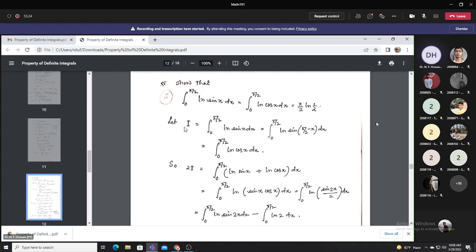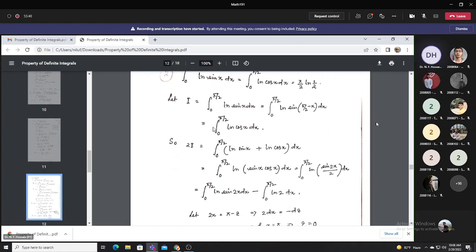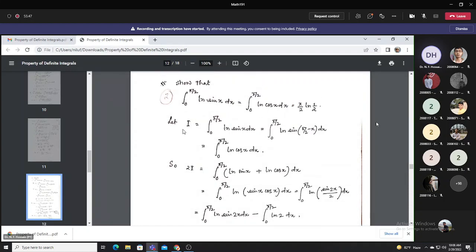So this integral, which is named I equal to 0 to pi by 2 ln of sin x dx, will be equal to the integration 0 to pi by 2 ln of sine of pi by 2 minus x. And sine of pi by 2 minus x gives you cos x. So you are getting this equality: this integration is exactly equal to 0 to pi by 2 ln of cos x dx. So now both the integrals are equal to I.